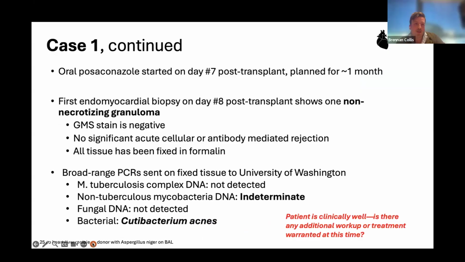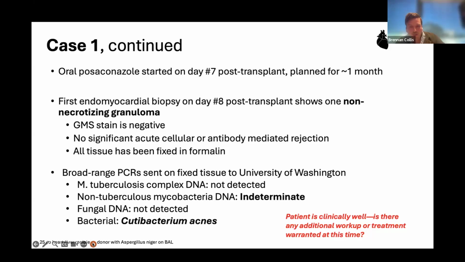On this biopsy, the GMS stain for any causative organisms is negative, and there's no significant acute cellular or antibody-mediated rejection. Unfortunately, all the tissue was collected and fixed in formalin, and we didn't have any fresh samples to send to our microlab. But we were able to send off the fixed tissue to the University of Washington for some broad-range PCR testing. And we get the following results: Mycobacterium tuberculosis complex DNA not detected, non-tuberculous mycobacteria DNA indeterminate, fungal DNA not detected, and bacterial DNA detected, Cutibacterium acnes.